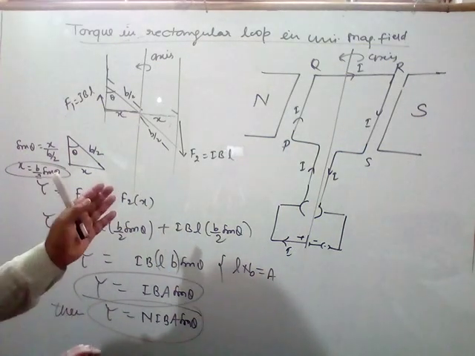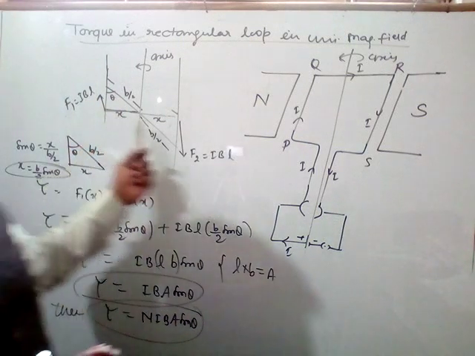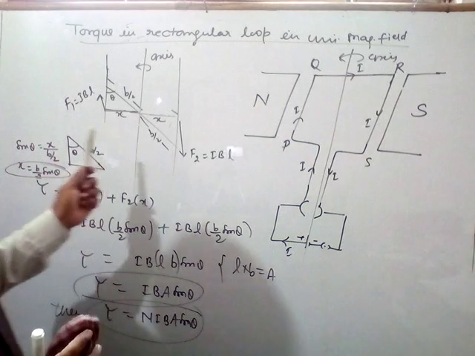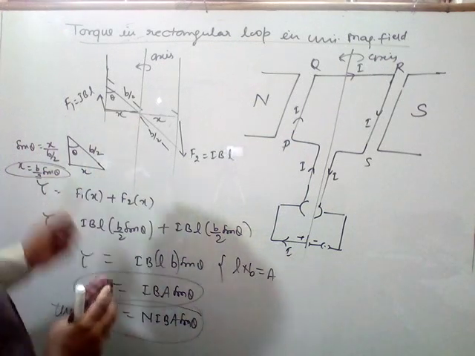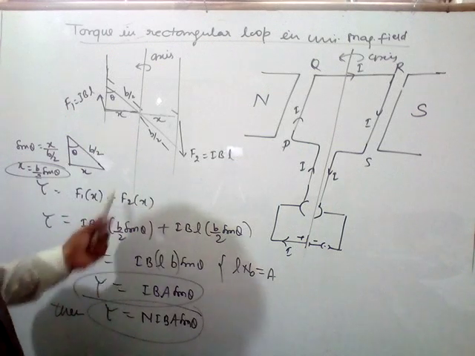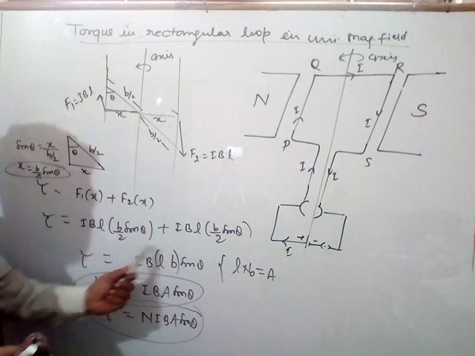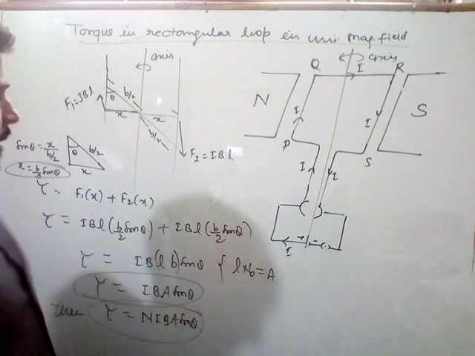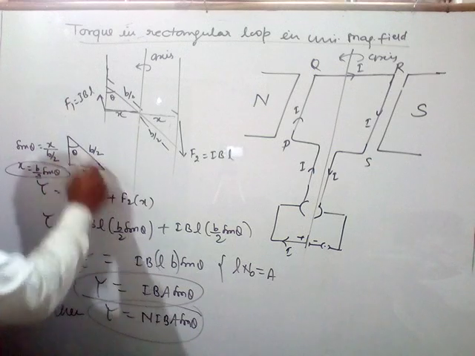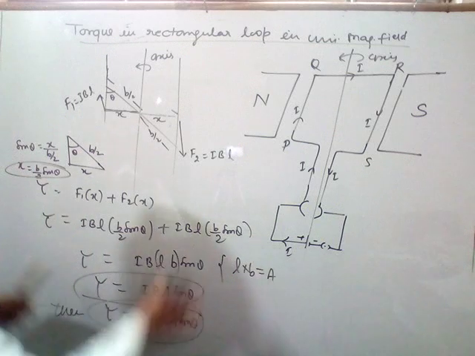So the first condition is when the loop is placed parallel, and the second condition is when this loop is placed with an angle theta to the magnetic field. Torque equals force into the perpendicular distance about its axis, which is IBL times B by 2 sine theta, twice. This is the perpendicular length obtained from this triangle. So torque equals NIAB sine theta.